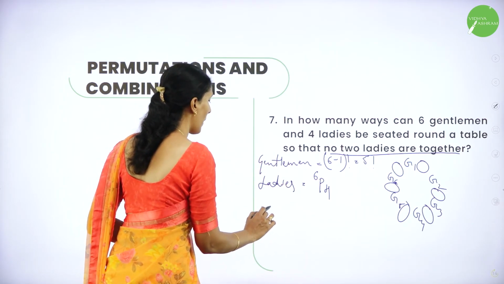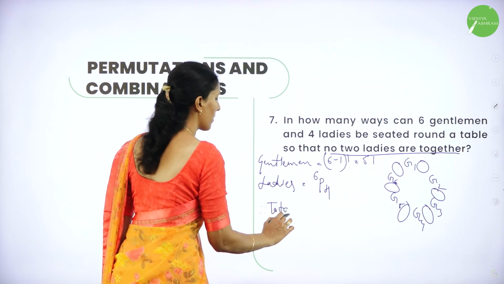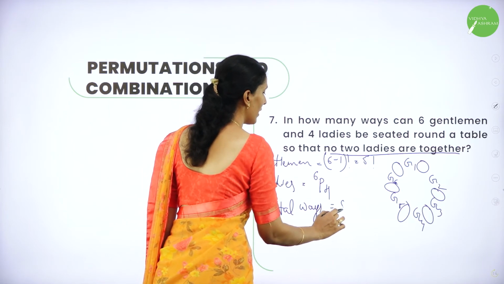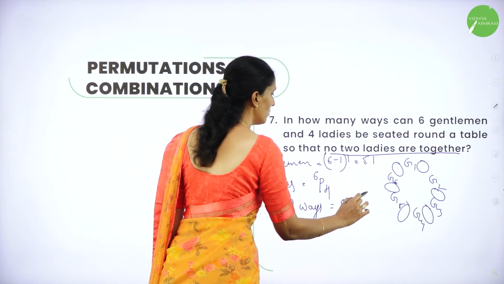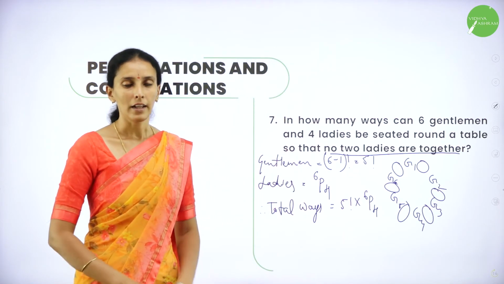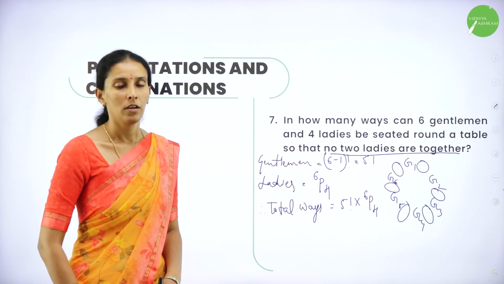So therefore my total ways here is 5 factorial into 6P4. Understood? Next question.